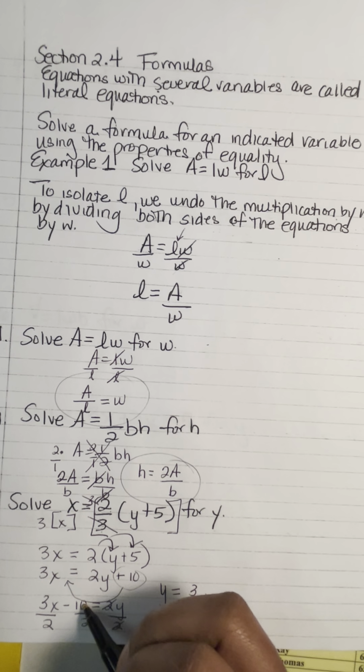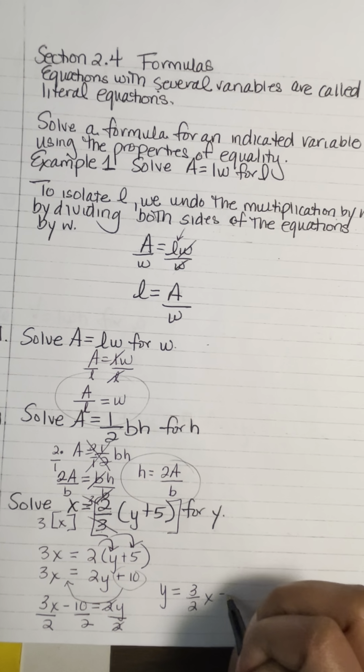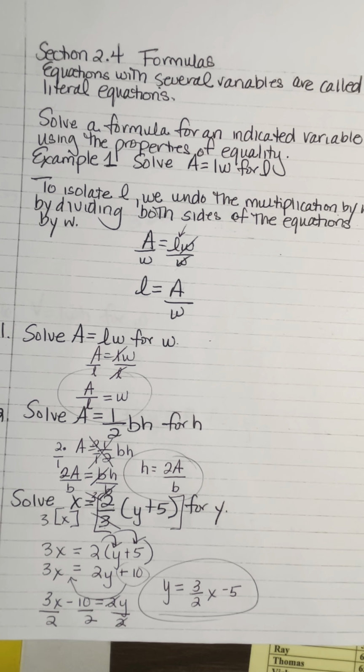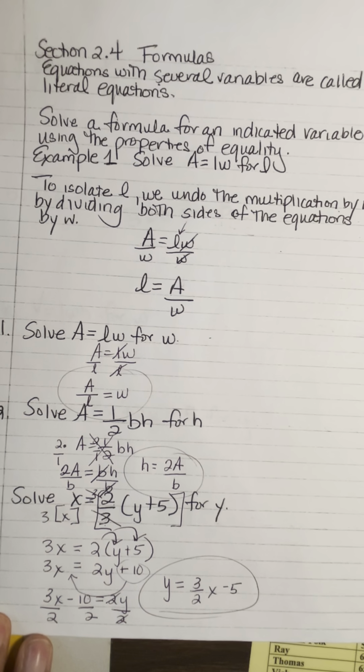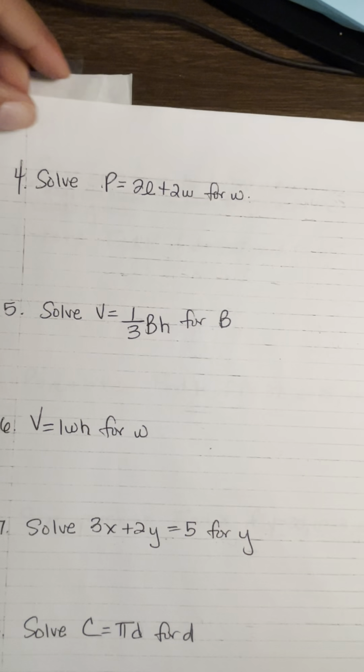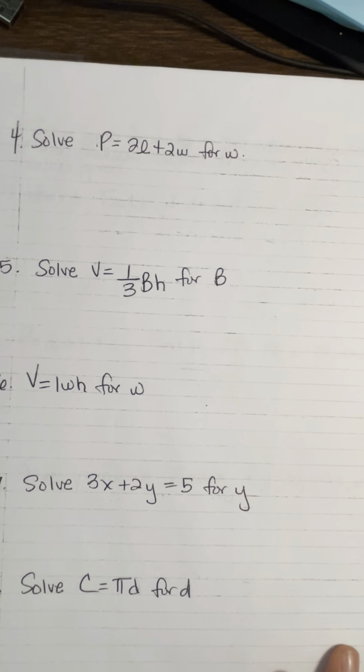Minus, well, put 10 divided by 2 in your calculator. What do you get? 5. Okay. So 3 over 2x minus 5. So that's why I did the video, because I need you to watch it again, just to make sure you have it. You know, I have example after example after example.